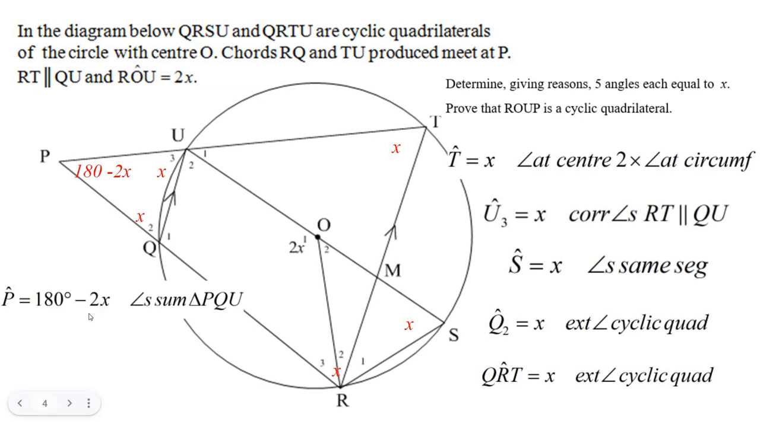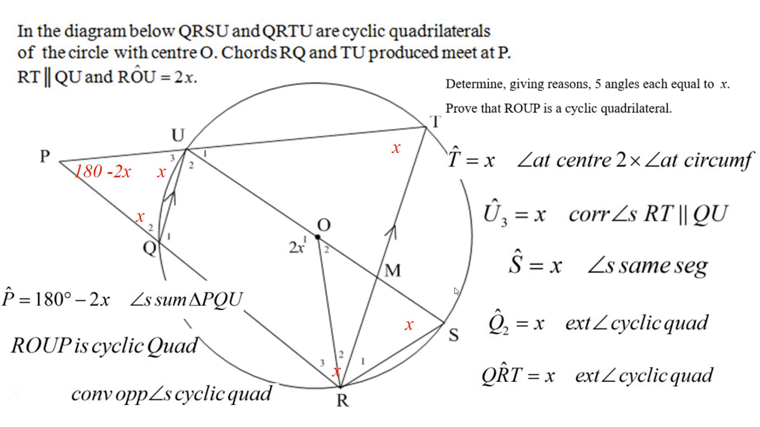So first you say P is 180 minus 2x, angle sum in a triangle. And then you say ROUP is a cyclic quad. Why? Well, it's the converse of opposite angles in a cyclic quad. That's why we know we can put a circle around.